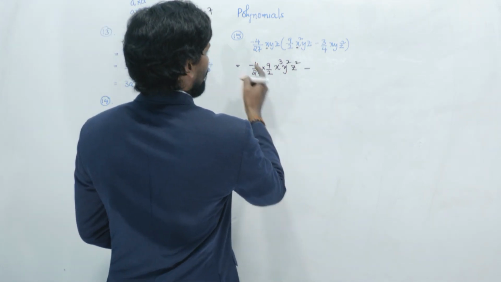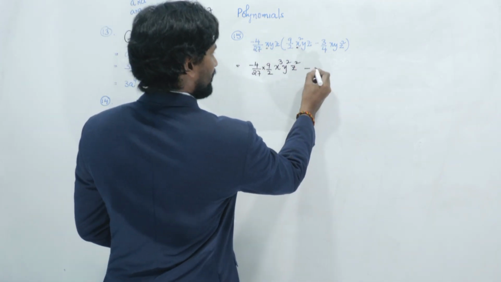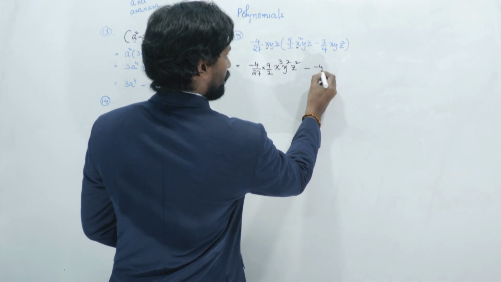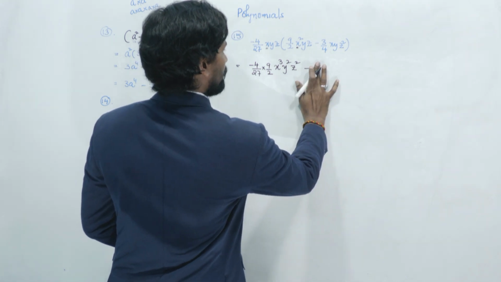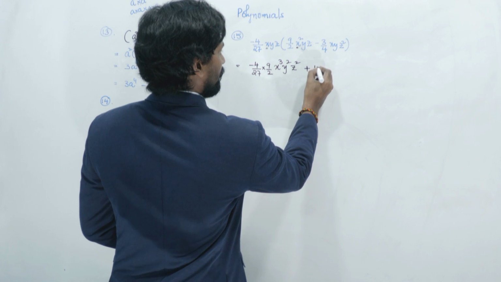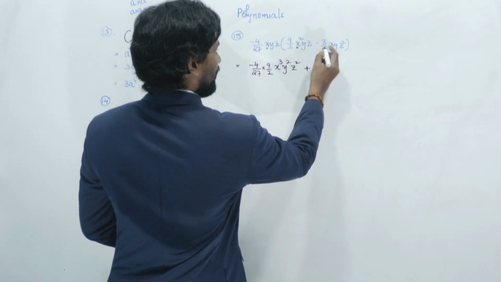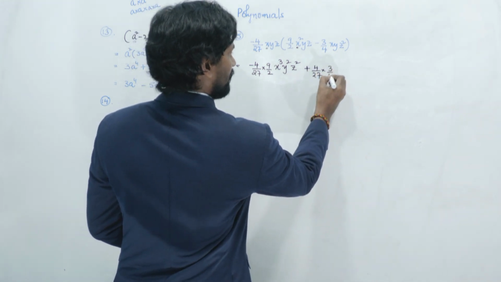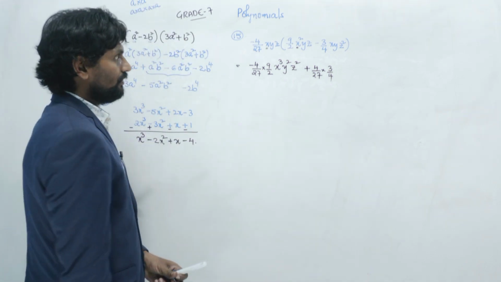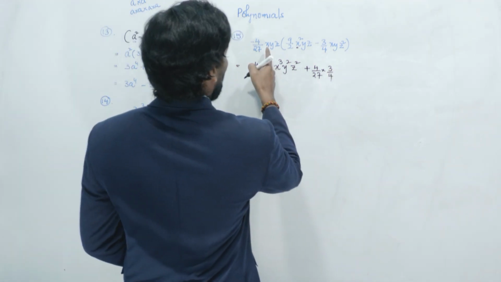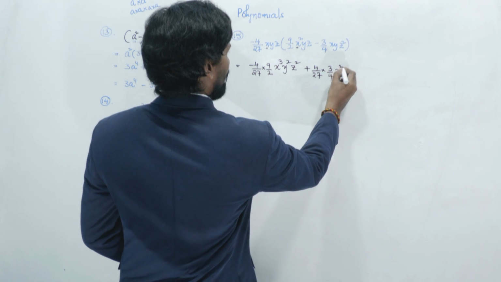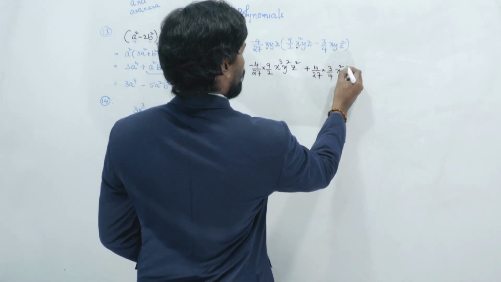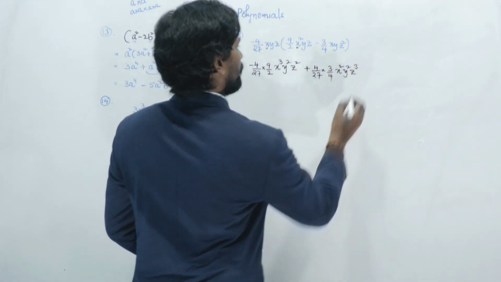Minus. Now again, minus 4 by 27. We are multiplying with minus 4 by 27. So minus into minus here becomes plus. 4 by 27 into 3 by 4. X into x, x square. Y into y, y square. Z into z square is z cube.